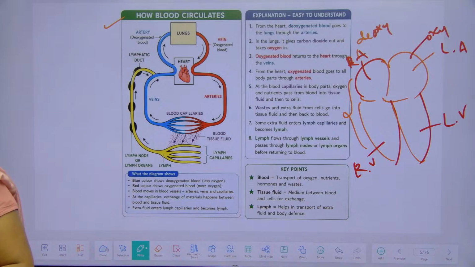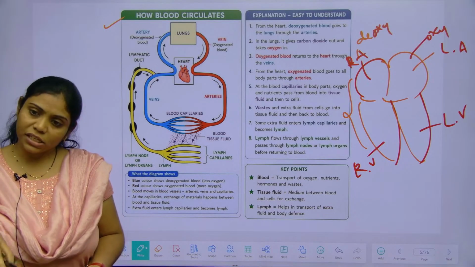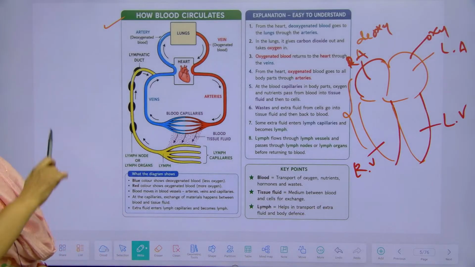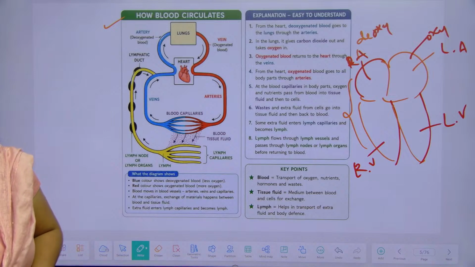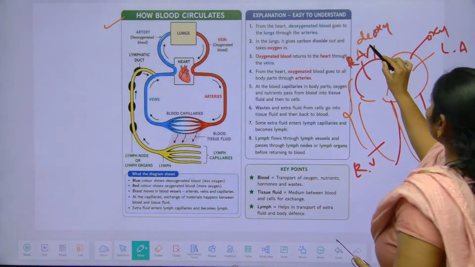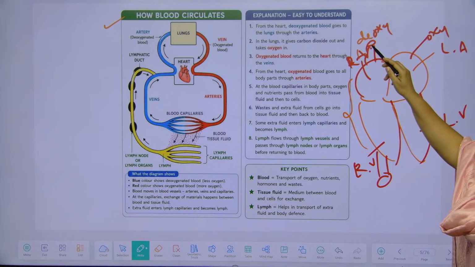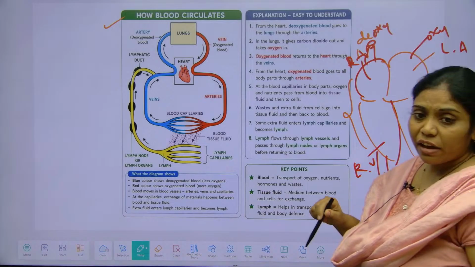So deoxygenated blood has to be collected from the different body parts. Why? Because our body parts or different organs are performing different metabolic activities. Because of that waste will be produced, and because of that carbon dioxide levels will be increased. So blood is becoming deoxygenated. Deoxygenated means oxygen levels will be less. Okay, clear. So I think you might know in the upper side and down side, superior vena cava and inferior vena cava will be there.